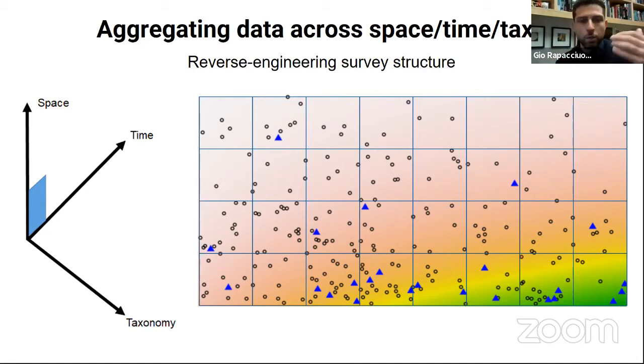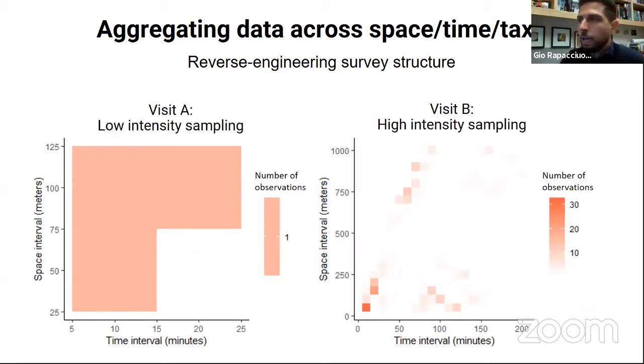What does that allow us to do? What does combining some observations allow us to do? Well, it allows us to, for example, estimate how intense that sampling event was from a single user in a single place at a single time. And so these, for example, are two sampling events, visit A and visit B. And the first one is a relatively low intensity sampling event. So you can see on the y-axis there is how far the person walked between different observations, and on the x-axis is how much time the person took between different observations.